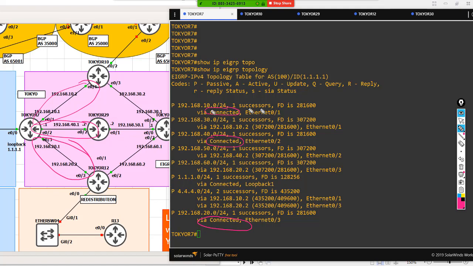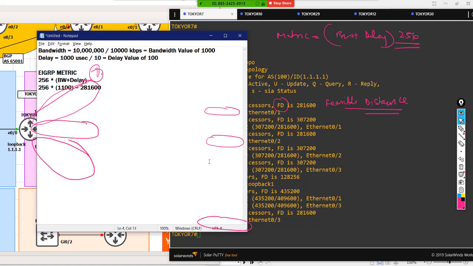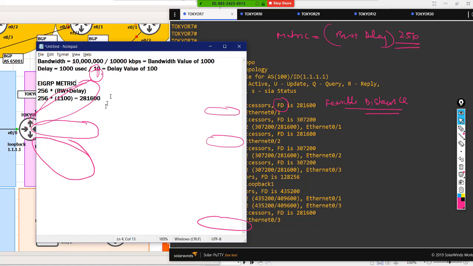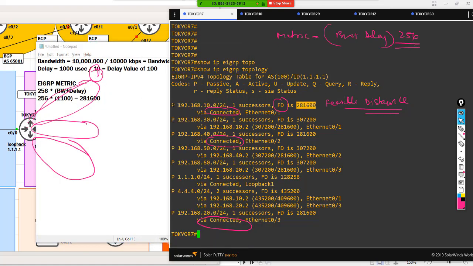In this scenario, FD is nothing but feasible distance. That's nothing but the distance from this router to the second router. How do we calculate it? The metric formula: bandwidth plus delay into 256. I have calculated it and put it in a notepad. Let me show you quickly how I got this value, that is 281600.